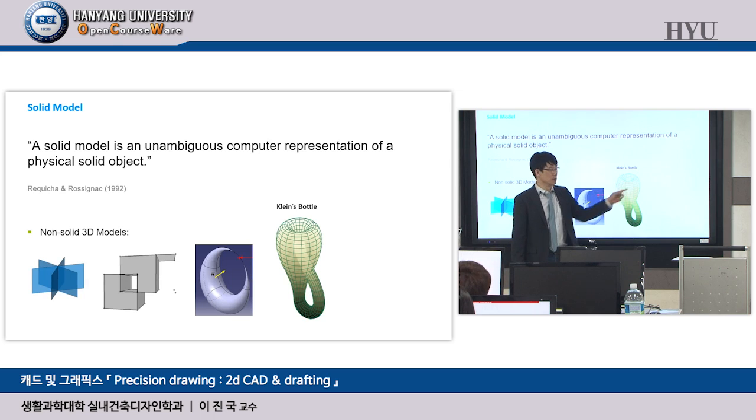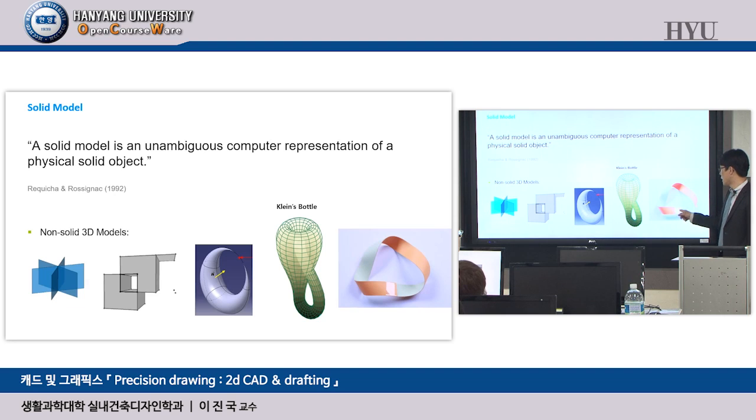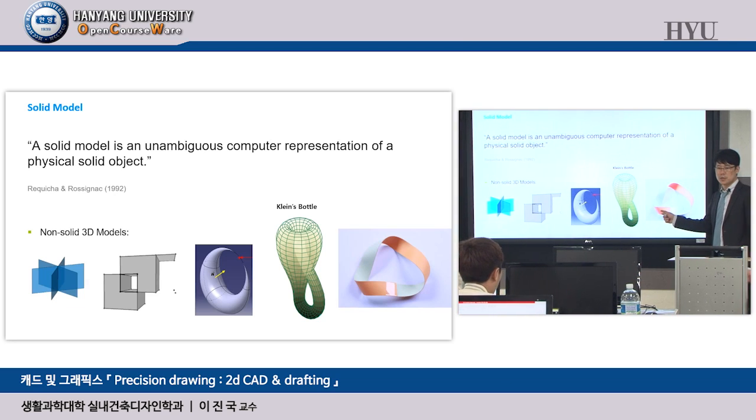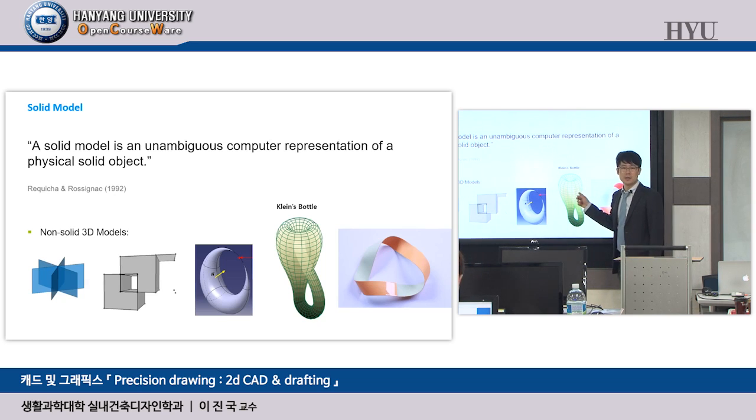How about Klein's bottle? You may not know what Klein's bottle is, but hopefully you know what a Möbius strip is, okay? This kind of Möbius strip doesn't have a front side and back side, okay? Front side and back side are connected, so you cannot judge which side is the front side, okay? Simply because the front side and back side are interlinked like this, okay? The 3D version of this Möbius strip is here, Klein's bottle, okay?